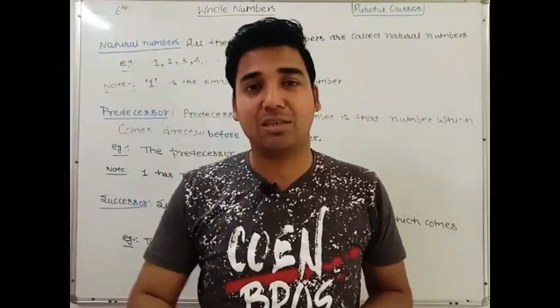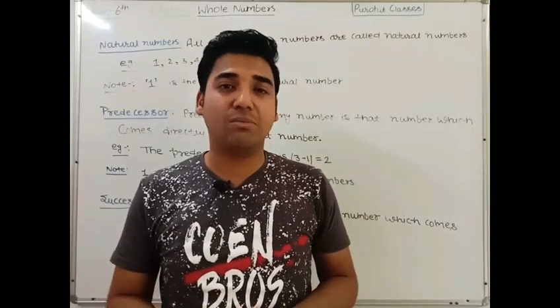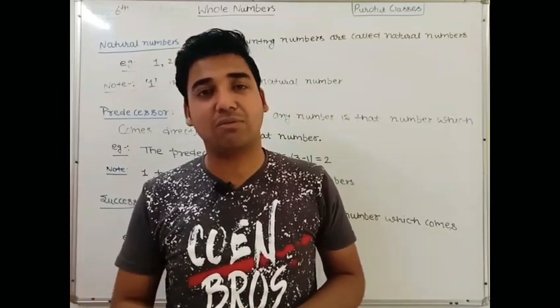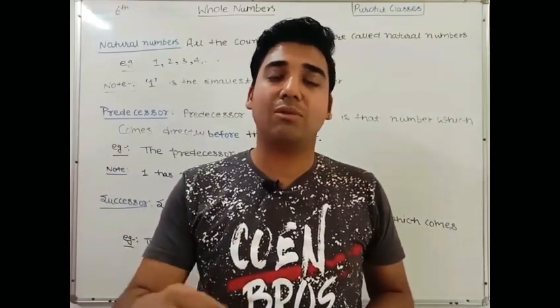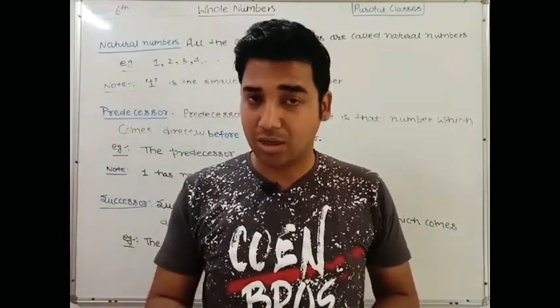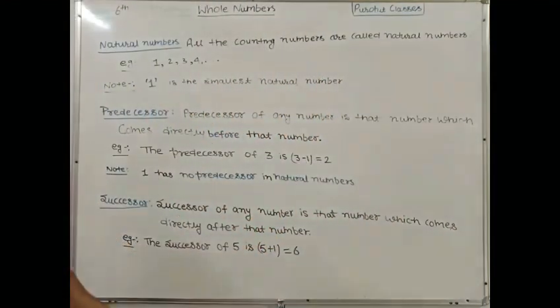The second thing is how to find the successor. How will we find the successor of 5? The correct answer is 5 plus 1, that will become 6. It means if we add 1 to the given number, we will be able to find its successor. Understood? I have written something which you have already studied, but for the sake of practice you have to note this down in your notebook.